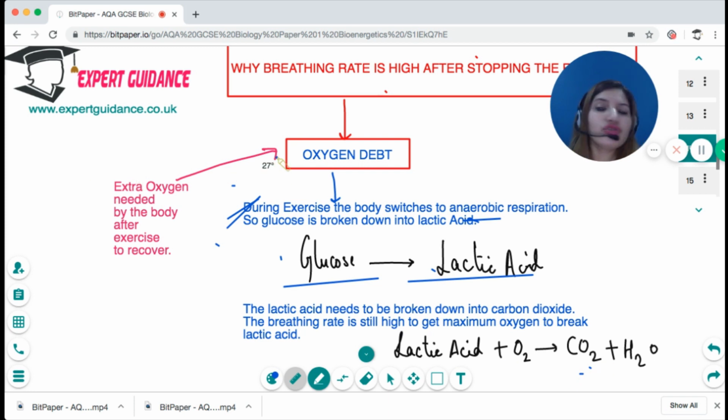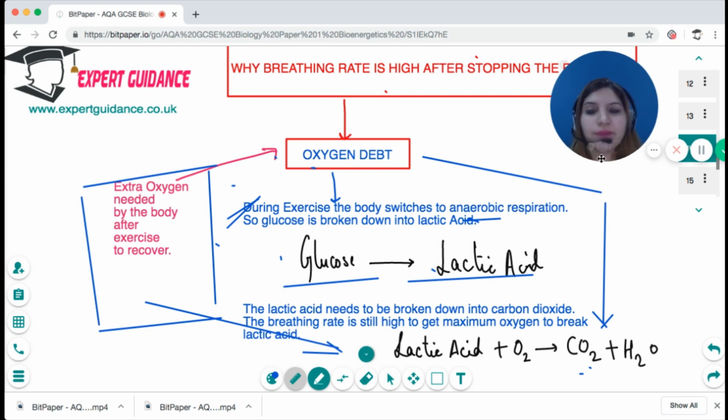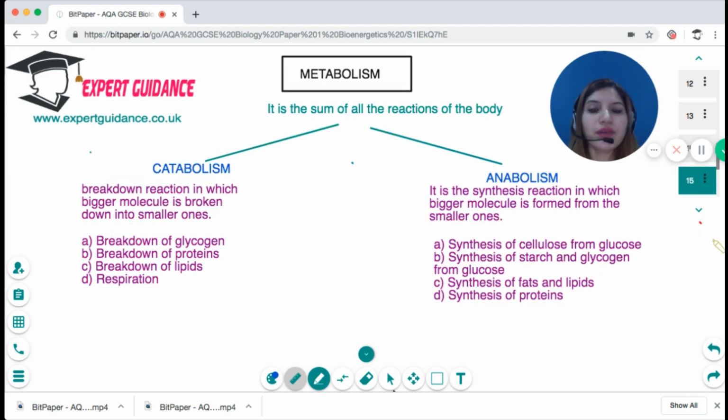The oxygen debt, which is the extra oxygen needed by the body after exercise to recover, is the oxygen needed to break down lactic acid into carbon dioxide and water. This is why your breathing rate increases until all the lactic acid is broken down back into carbon dioxide and water. So make sure you remember this phenomenon of oxygen debt.